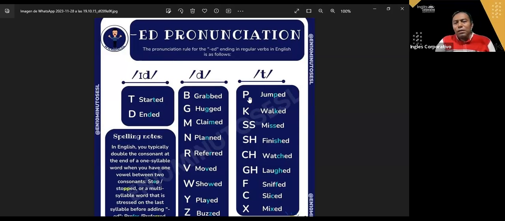Si el verbo termina en P, K, S, SH, CH, G, GH, F, C, or X, la ED se va a pronunciar como una extra T, ¿verdad? Jump, saltar.